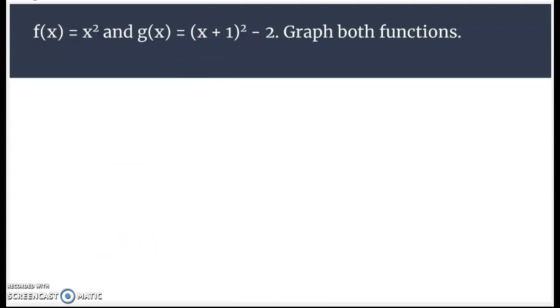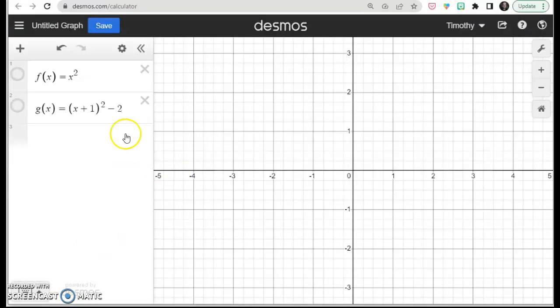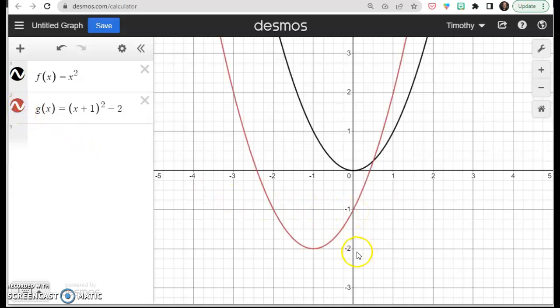Let's have a look here on Desmos. There's f of x, x squared. See that? And then we're going to shift it down 2 and to the left 1. Boom. There we go. Exact same function. And that's the beauty. Desmos allows you to look at those transformations very quickly and easily.